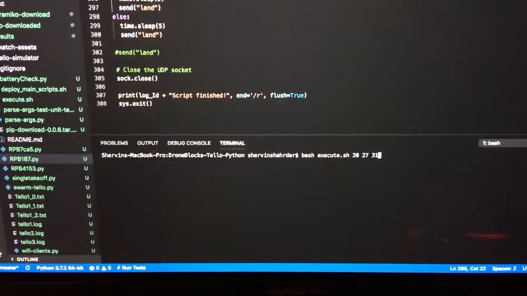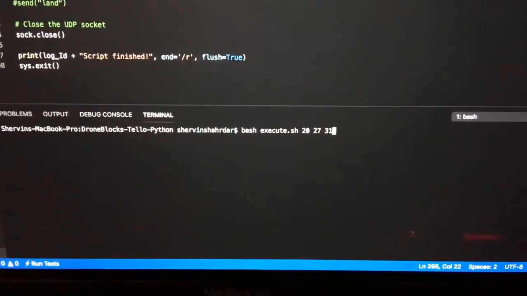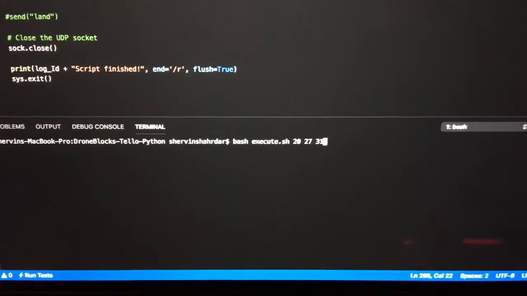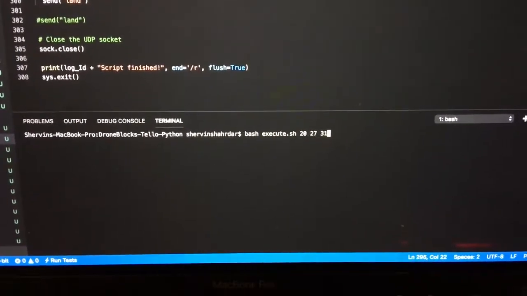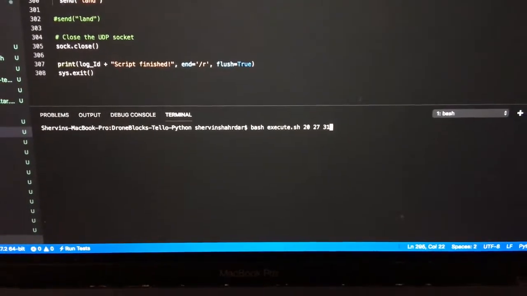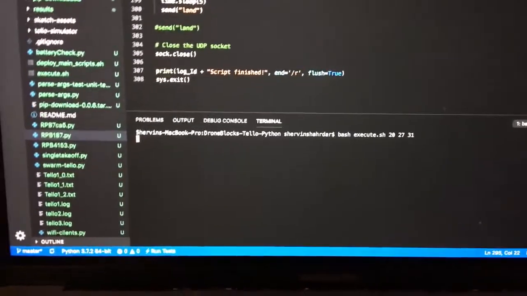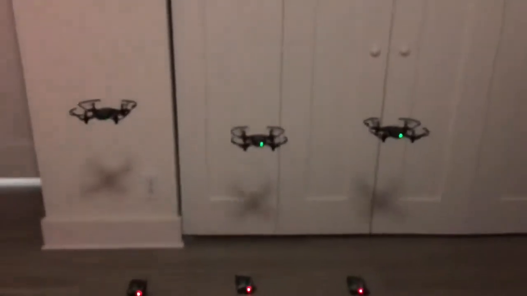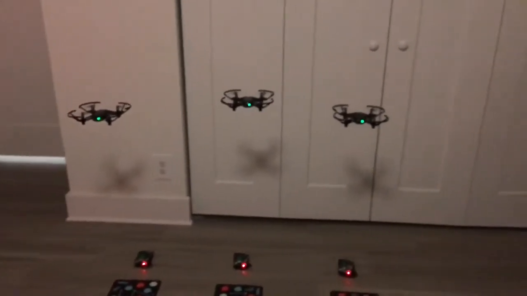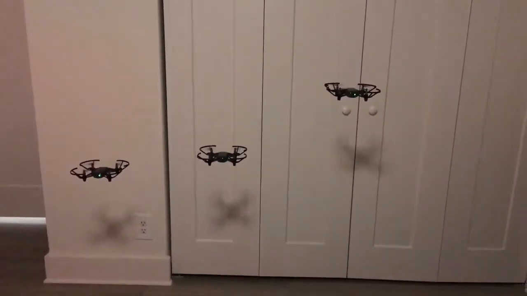Now, I'm going to execute the secure MPC circuit by basically inputting 20, 27, and 31. The outcome of this MPC circuit should be less than 90. Therefore, we're expecting the first drone to move up a little. So now I'm going to execute this. As you can see, the computation is happening right now. Drones are flying. As you can see, the first drone on the right moves up a little.